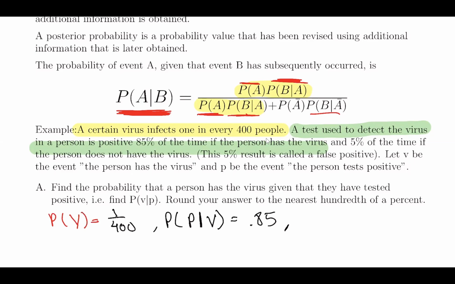Right. So the last probability that we have is the 5%. So it says 5% of the time if the person does not have the virus. So it's telling us they test positive 5% of the time if the person does not have the virus. So we'll say probability someone would test positive given that they don't have the virus. So to signify that they don't have the virus, you're gonna put a bar right here.